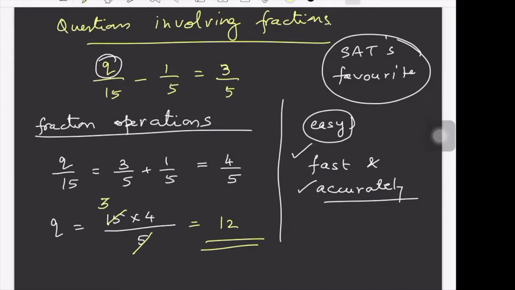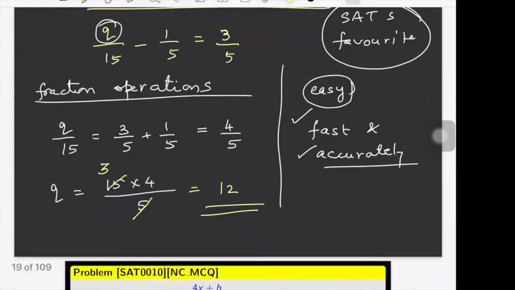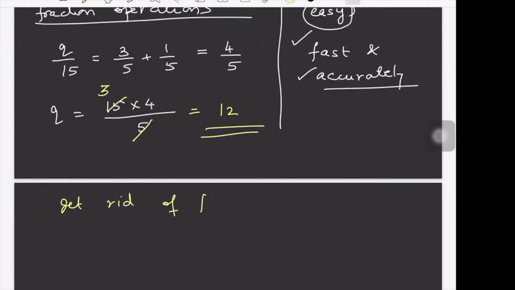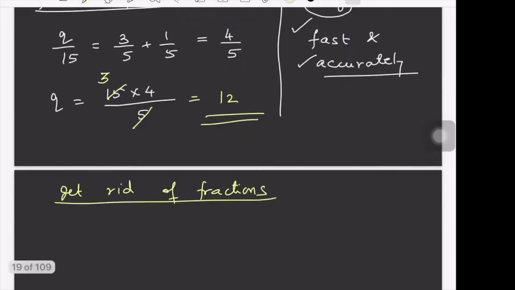Is this how you have done it, by doing fraction operations? The second way is getting rid of fractions. How will you get rid of fractions? We have q by 15 minus 1 divided by 5 is equal to 3 divided by 5.